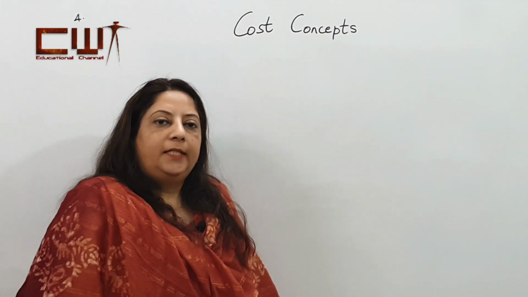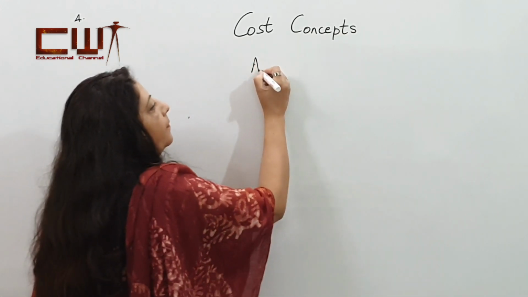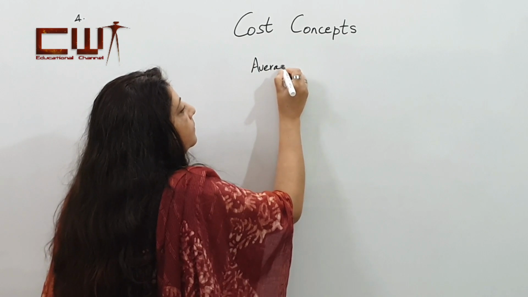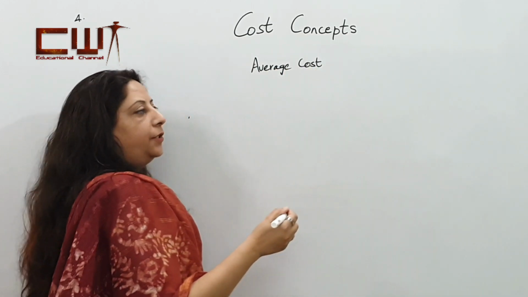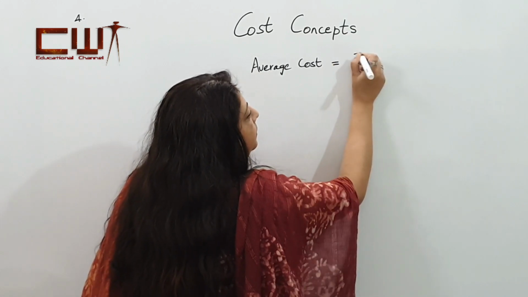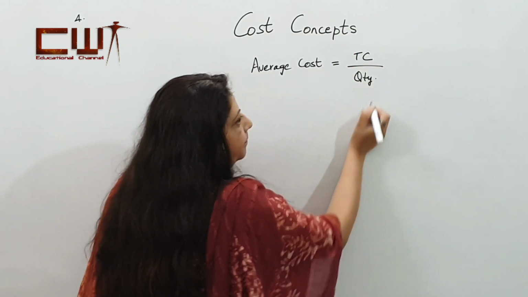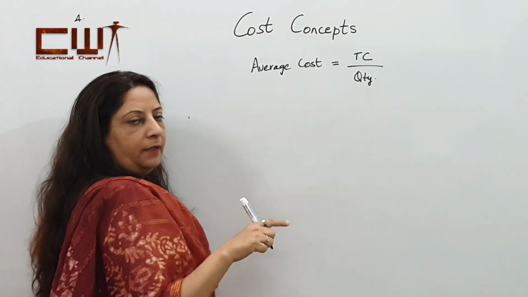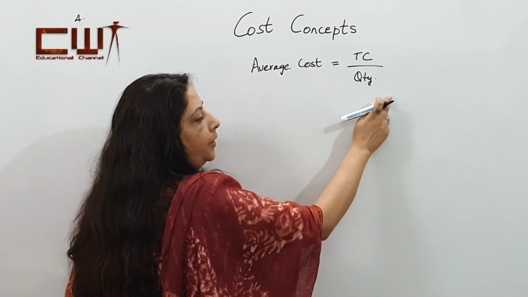Hello students, let us now move on to the concept of average cost. Average cost is equal to the total cost upon the quantity at a particular level of quantity. So average cost is total cost upon quantity.